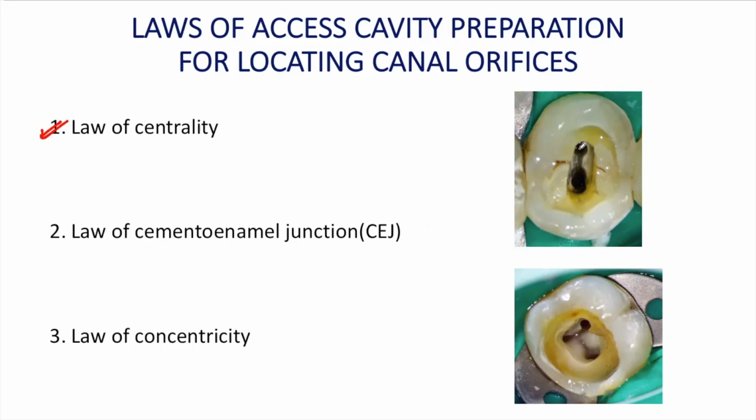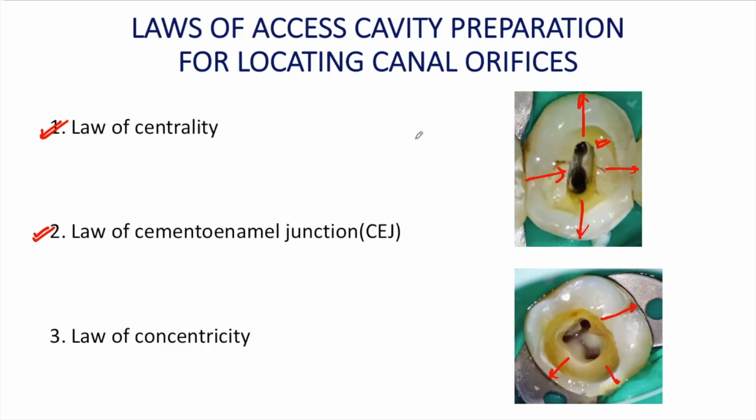It says that the floor of the pulp chamber is almost located at the center of the tooth. This is very clear from this picture also. The second law is the law of cemento-enamel junction. This says that the distance from the external tooth surface to the wall of the pulp chamber, this distance, or you can see in this image also this distance, is the same throughout the tooth circumference at the CEJ.